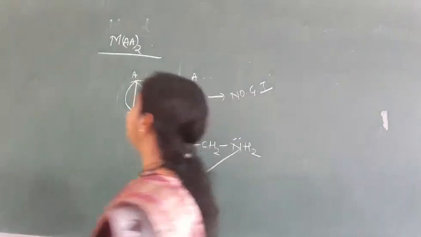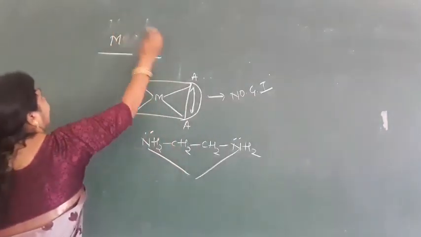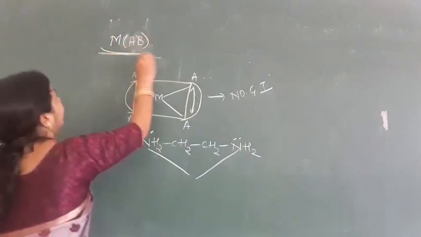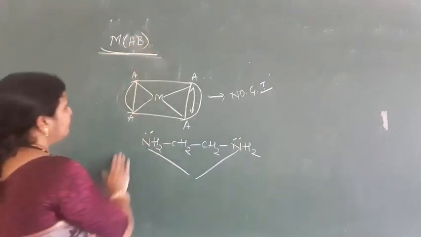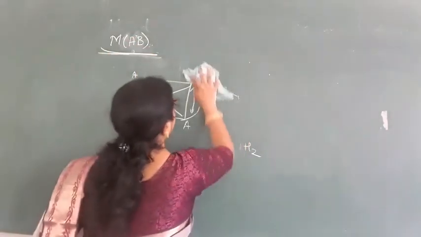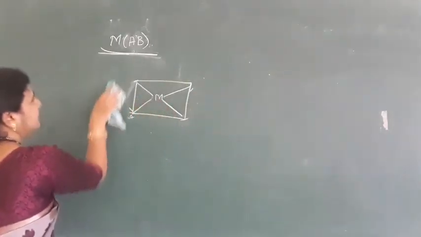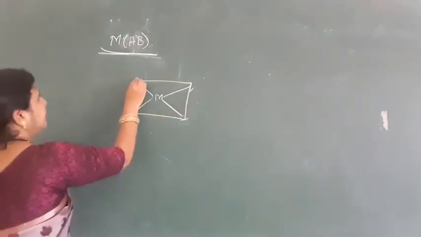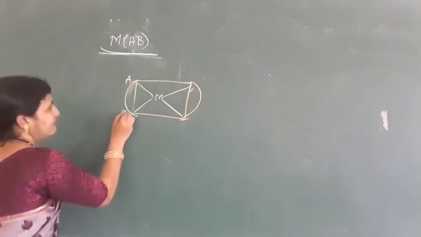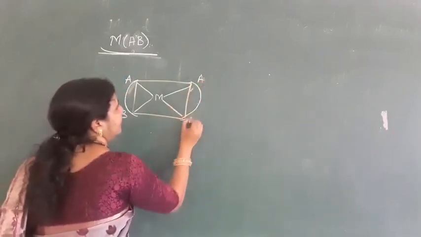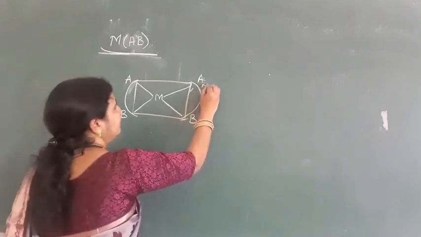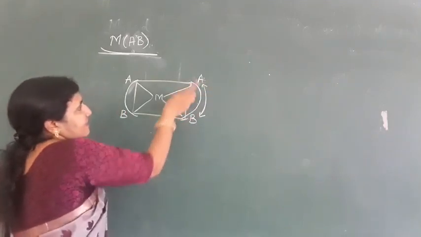But if we have an unsymmetrical bidentate ligand, unsymmetrical means AB type, the case will be different. See here, this is an unsymmetrical bidentate ligand. Here we have A, and here we have B, and here also A, here also B. One possibility is this one. Another is if we shift this one, A and B, we will shift.